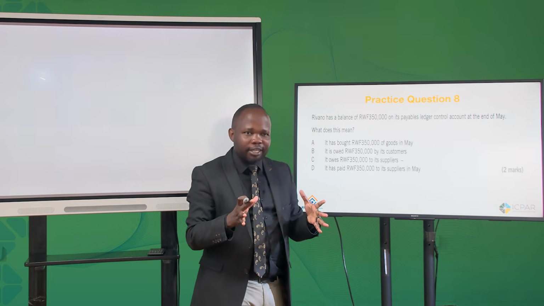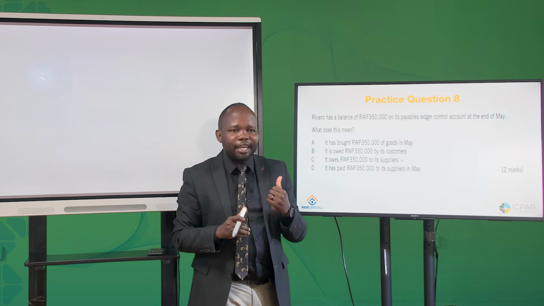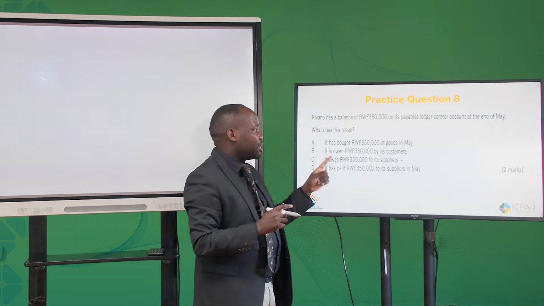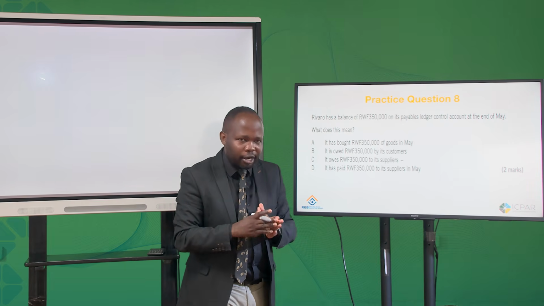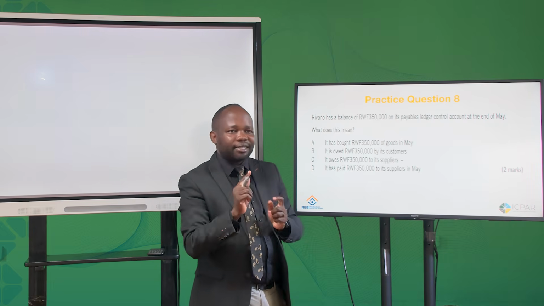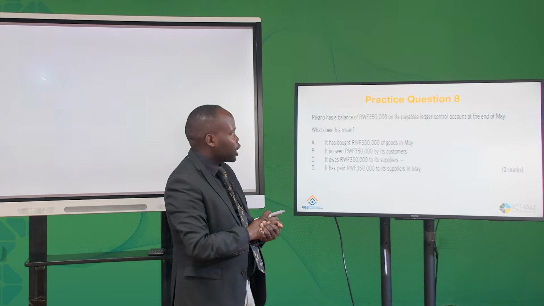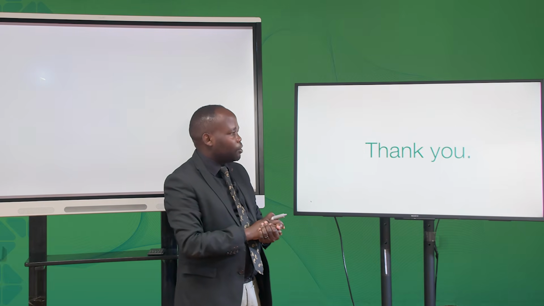This was a short unit because it's a mirror of what we had covered in chapter number 11, which was the sales ledger. But this chapter was on payables or purchases ledger. That brings us to the end of this chapter on payables ledger or purchases ledger.